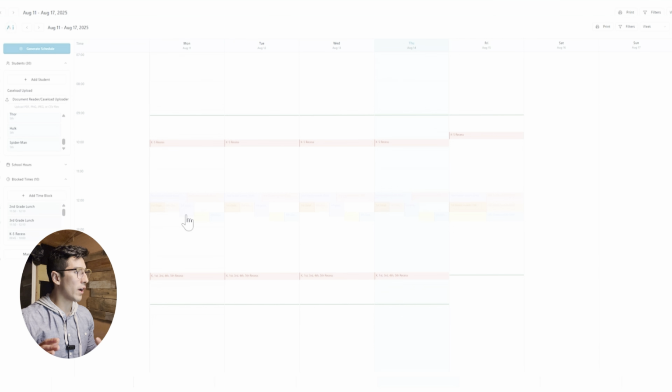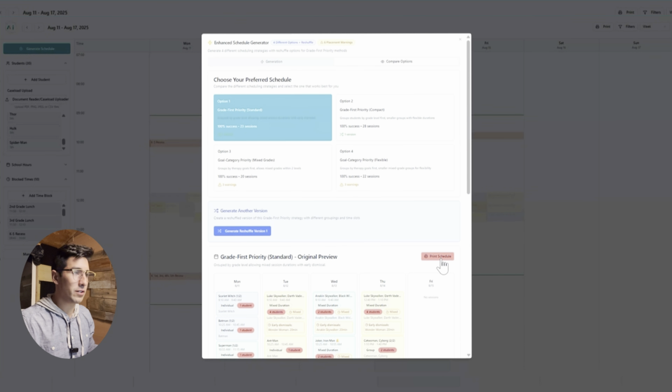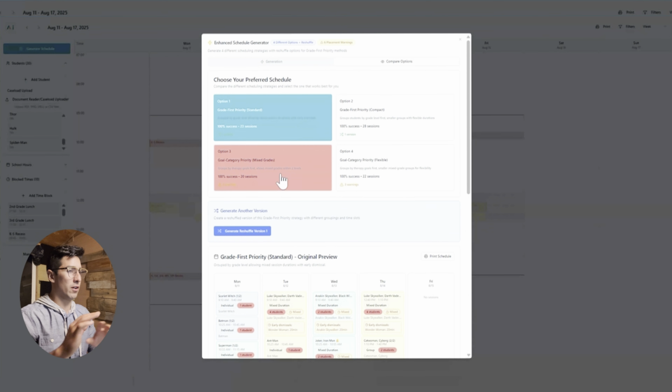All right, so this is where we are all done. We uploaded the caseload. We've uploaded all the scheduling for the school hours and the block times. Now it's time for us to generate our schedule. We have 30 students, 10 time blocks, 0 existing appointments as of right now. But within now, we actually have a 100% success rate for 23 sessions for all of our students. Another 100% success rate. I mean, it's all 100% success rates all across the board.